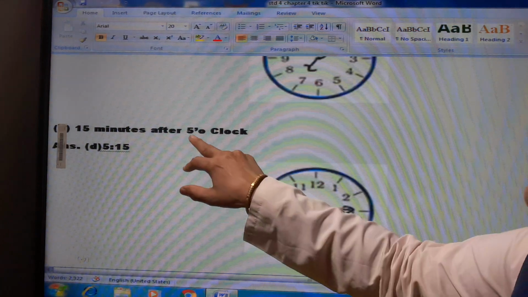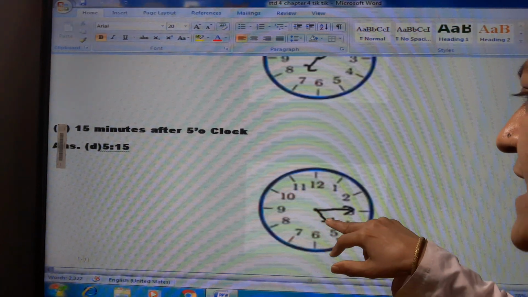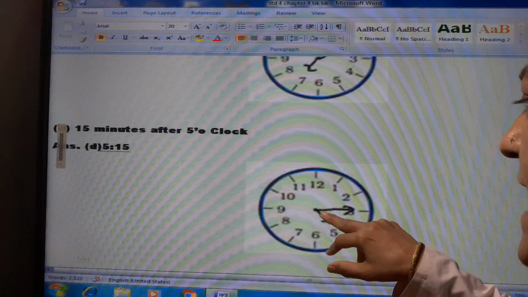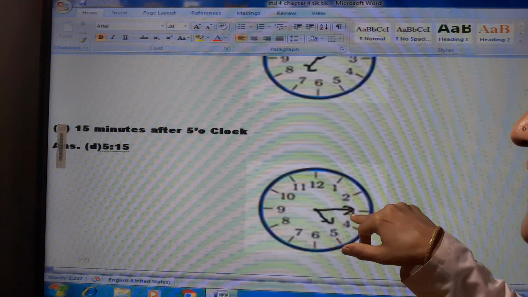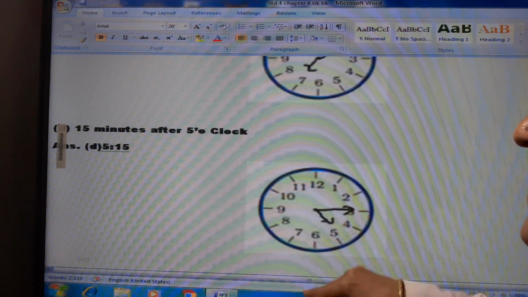15 minutes after 5 o'clock. The hour hand we have to draw here on 5 and the minute hand we have to draw at 3 because 5, 10 and 15. So 5:15 is there.